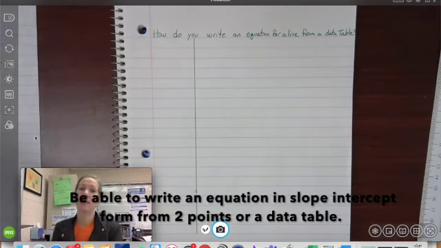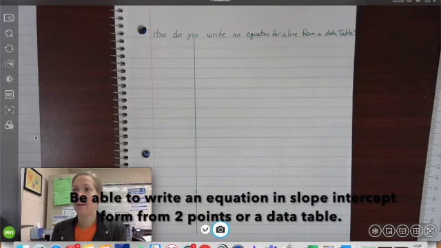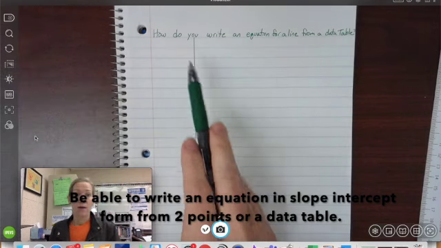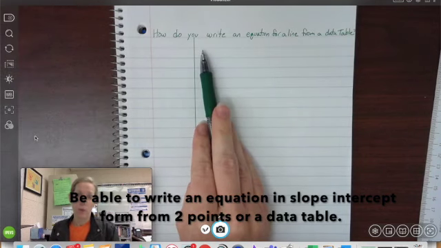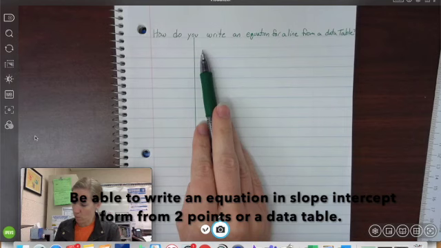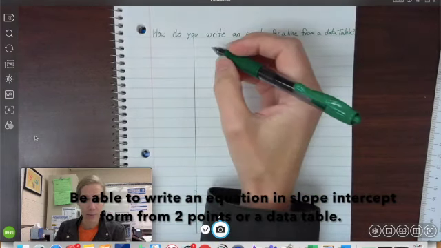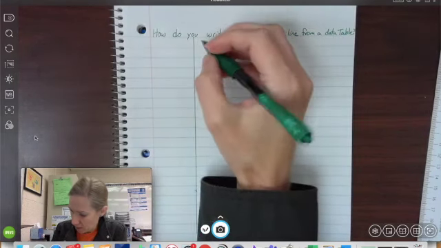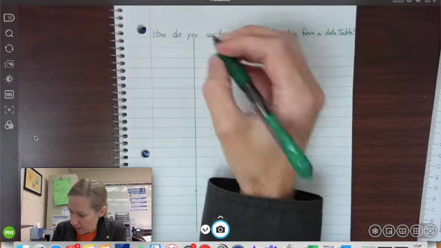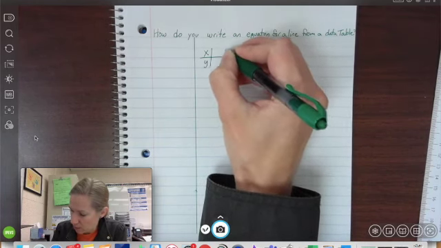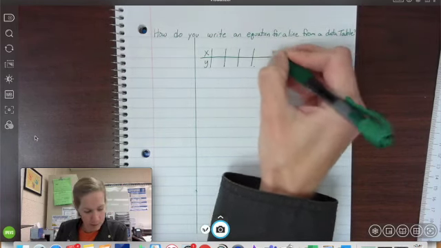Hello, by the end of today's lesson, you should be able to take data from a table or at least 2 points and write it in slope-intercept form. So make sure your notes are set up in Cornell note fashion, and we're going to start off with a data table, okay? So with the data table, we're going to have X and Y, and we're just going to take 4 data points.